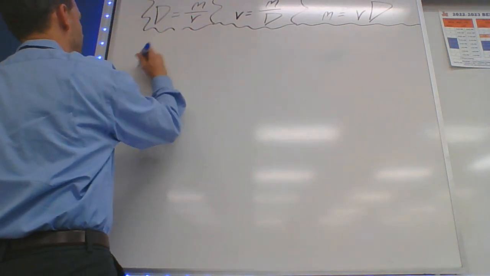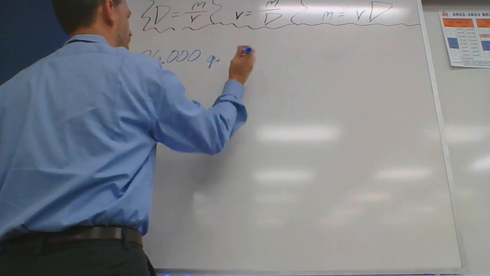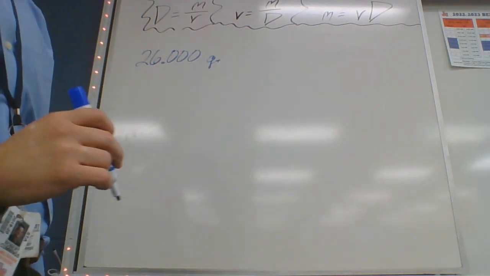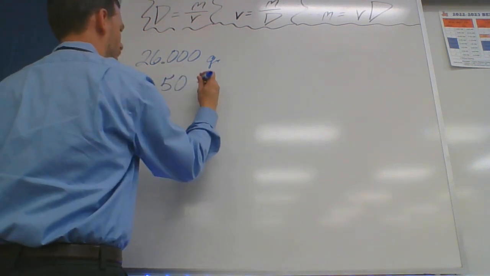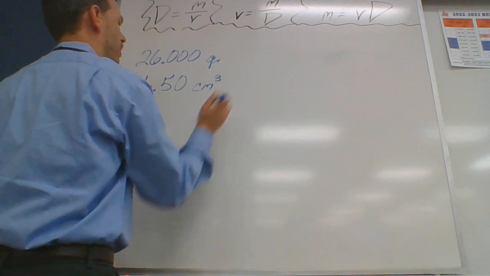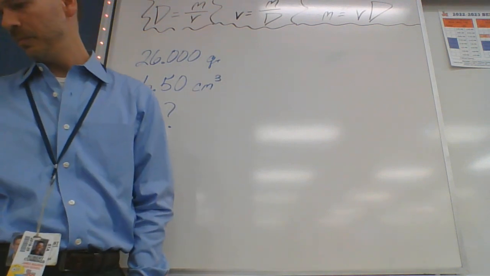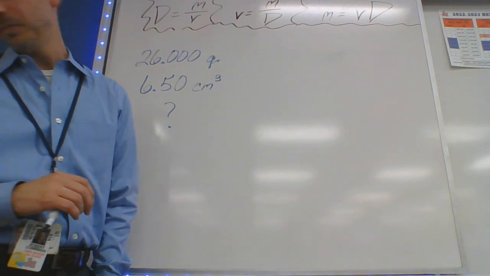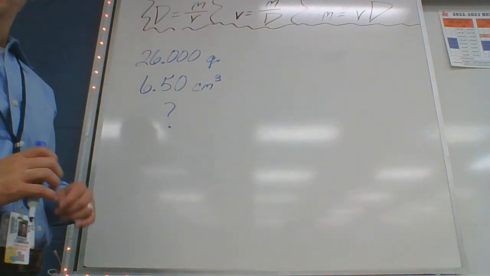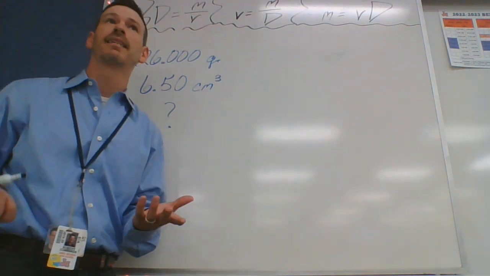The first value I see is 26, and that's grams. The second value I see is 6.5, and that's centimeters cubed. And then I like to add a question mark to the bottom of my work because we're at school and they're certainly going to ask us to find something.